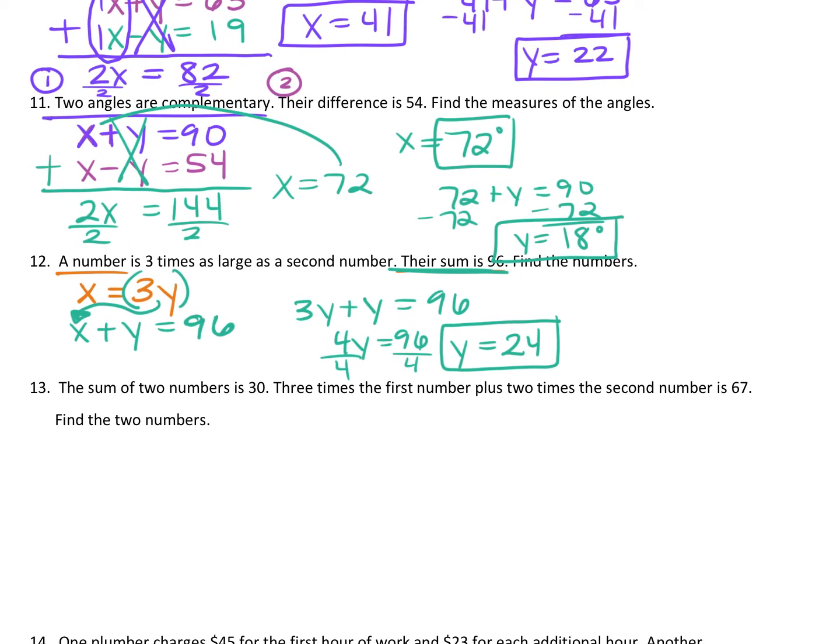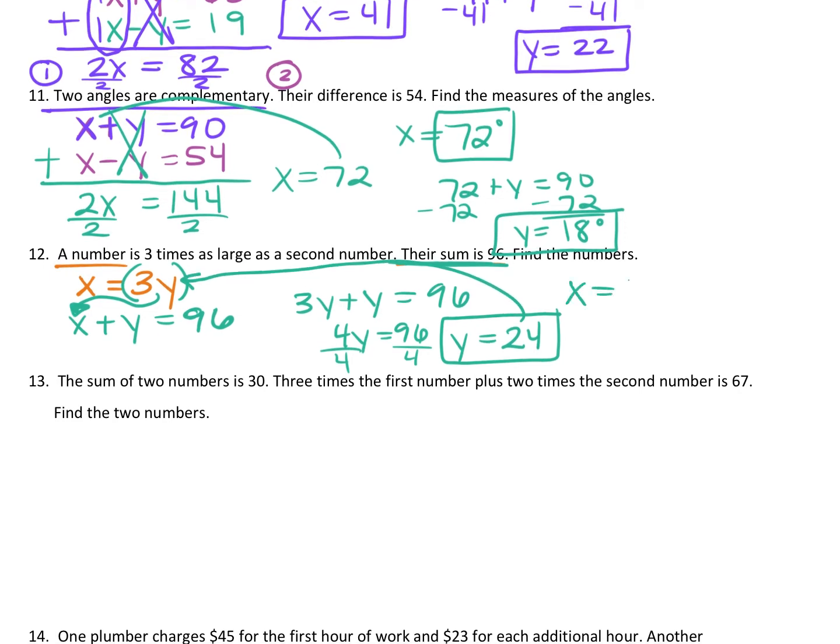Okay, so we get y is 24. Now take that number and drop it in here. So x is 3 times that 24. So our x value is going to be 72. So those would be your two numbers. And again, you can plug them back in. 72 plus 24 does get you 96, so we know we're good.